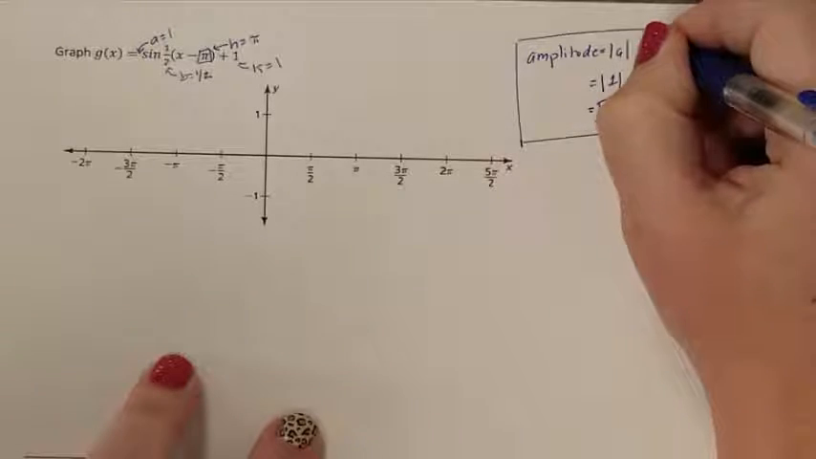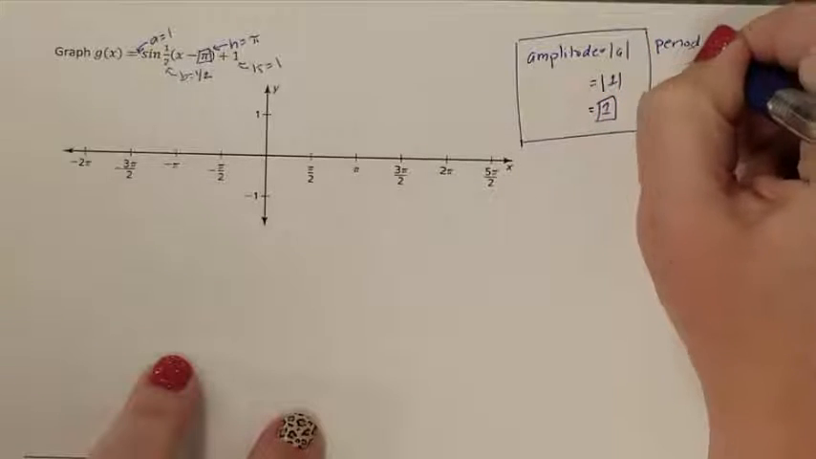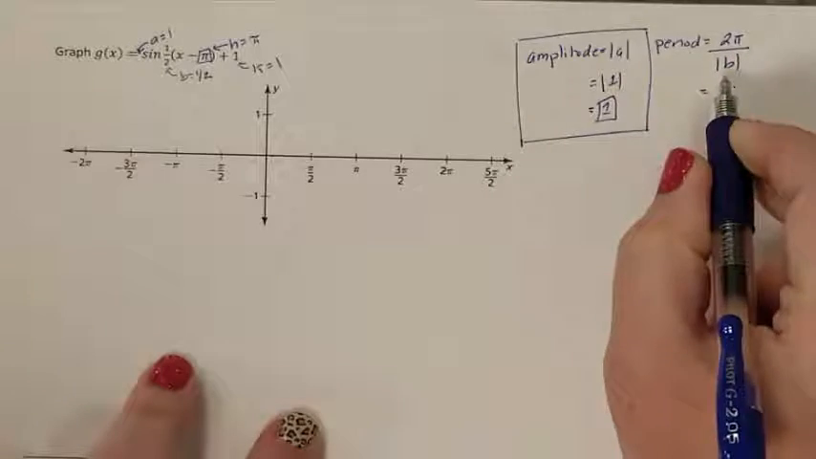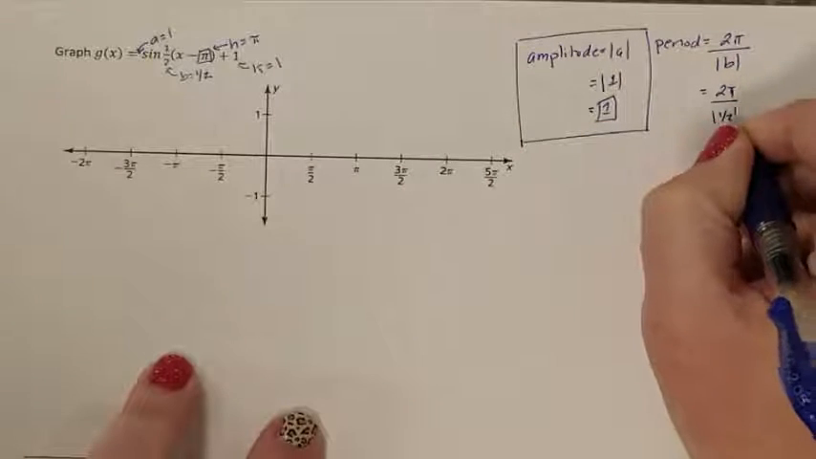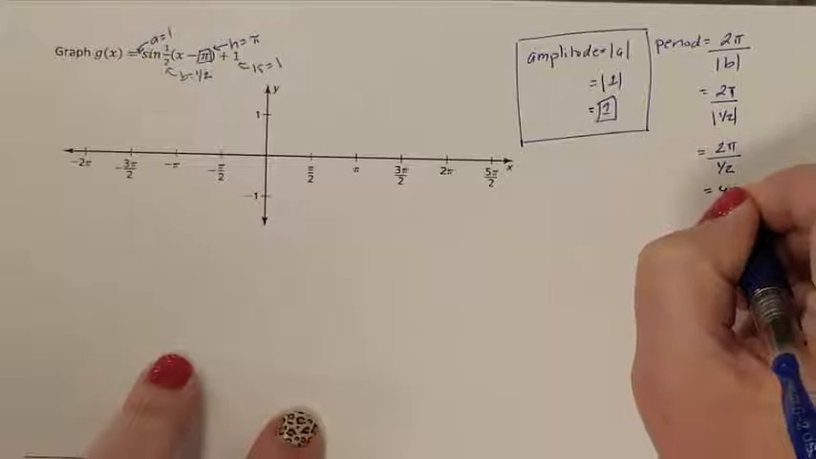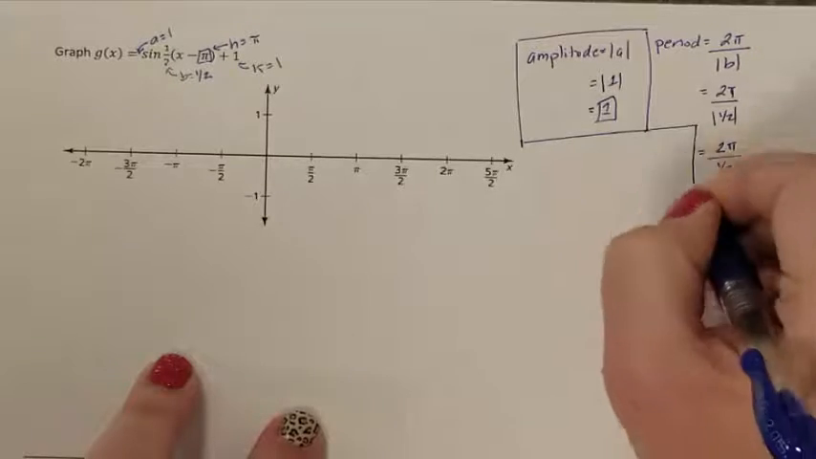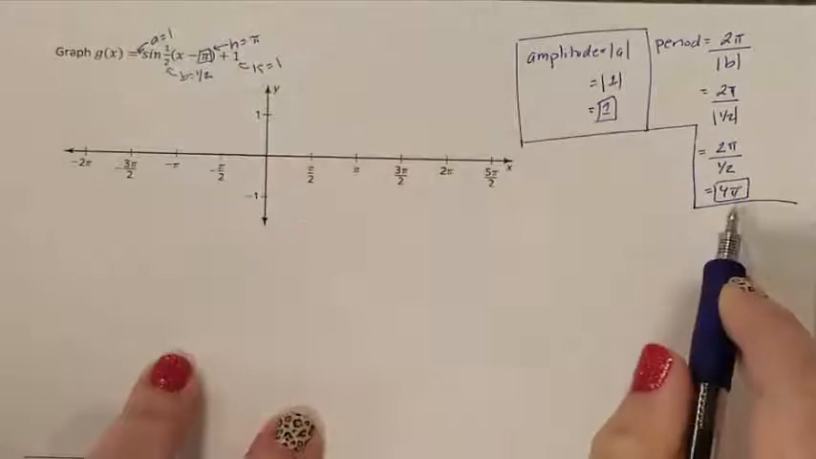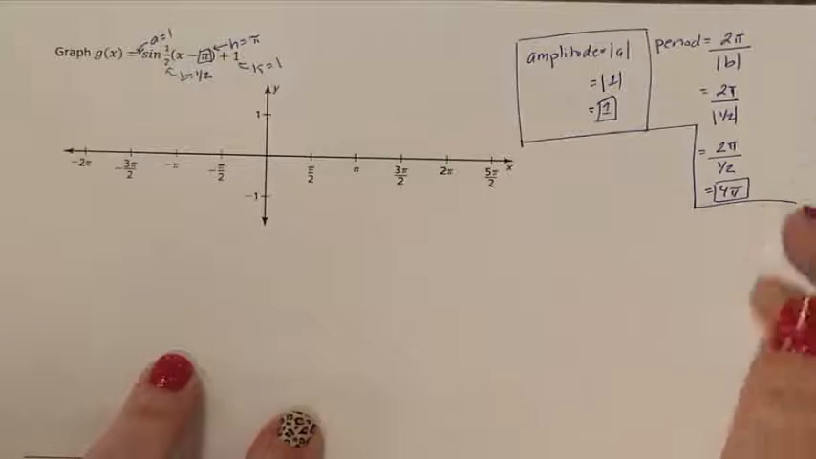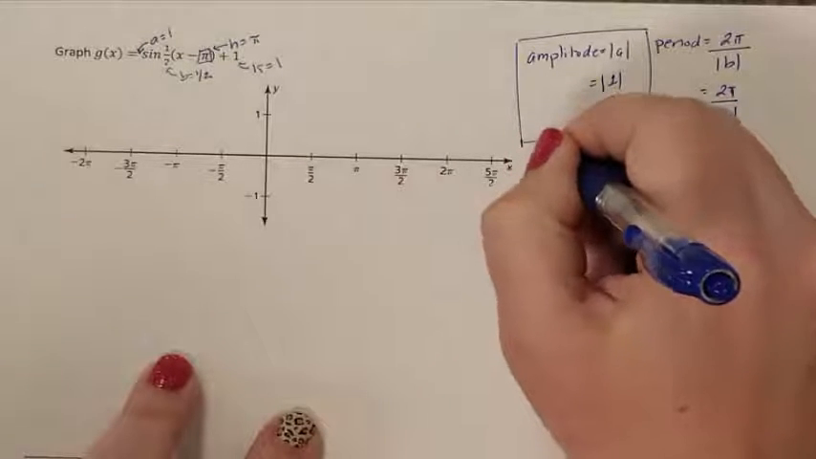Now let's go ahead and take a look at our period. Period is 2 pi all over the absolute value of B. So 2 pi over the absolute value of B, which is 1/2. So I have 2 pi all over 1/2, which simplifies down to 4 pi. So that means that my sine is going to be a length of 4 pi and then repeat every length of 4 pi.